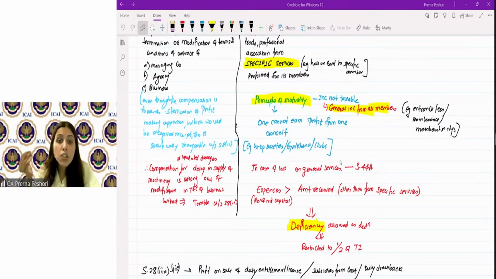What about interest earned on the surplus funds of a club deposited with the banks? Whether mutuality will be applicable. So let's say, for example, a club has deposited the amount into the bank and it is earning the interest. Whether it will be governed by mutuality.